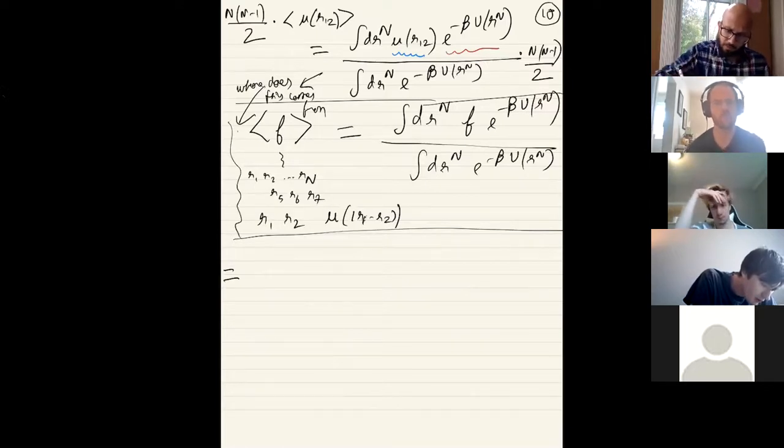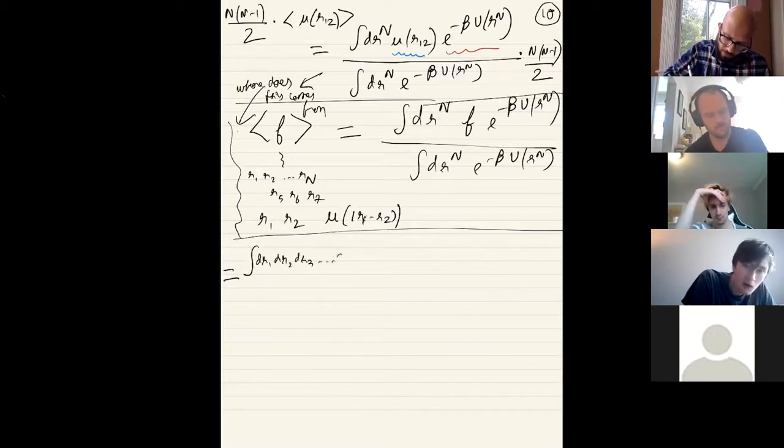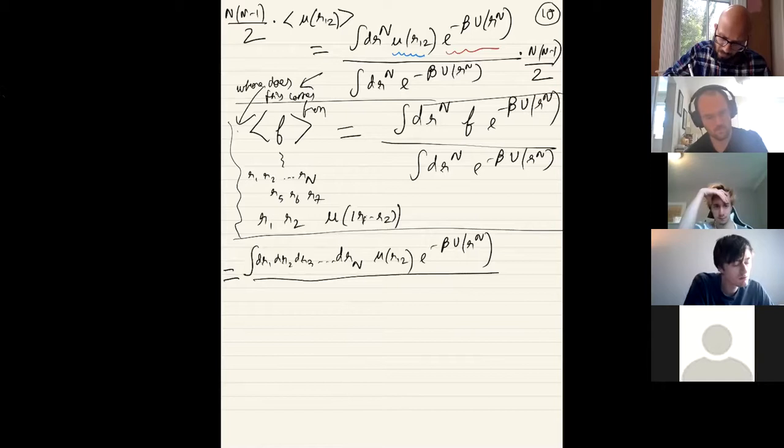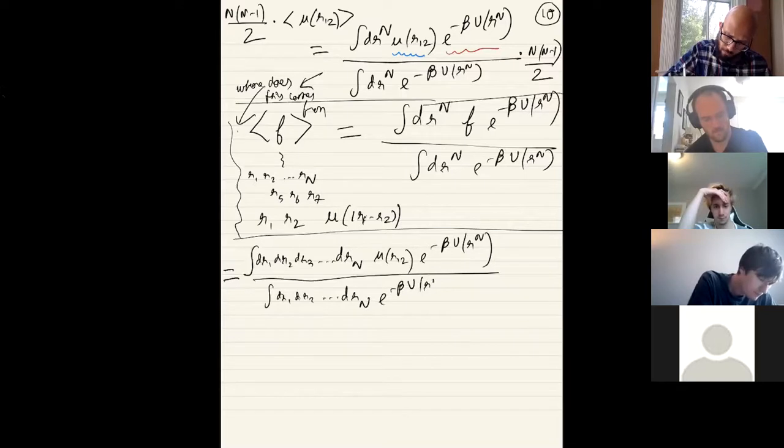So now we can take this capital Rn and break it down. What is the capital Rn? That is R1, R2, R3, all the way up to Rn, u of R12, e to the power minus beta capital U of Rn, divided by, in the bottom, the same thing, R1, R2, up to Rn, but there is no small u here, it's simply e to the power minus beta U of Rn. And we are continuing to dangle this n minus 1 by 2, it will play a role soon.